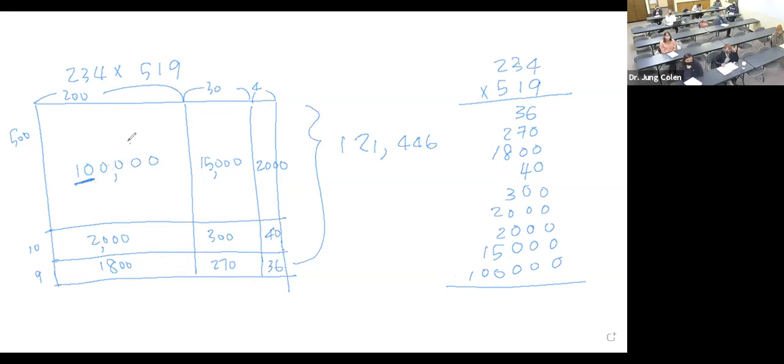So we can see, oh, we have this one here, we have this one here, we have this one here, we have this one here, and we have 40 here, we have 1800 here, 270 here, 3060 here. So we have all the numbers exactly the same. So when you add this together, you're gonna get exactly the same.